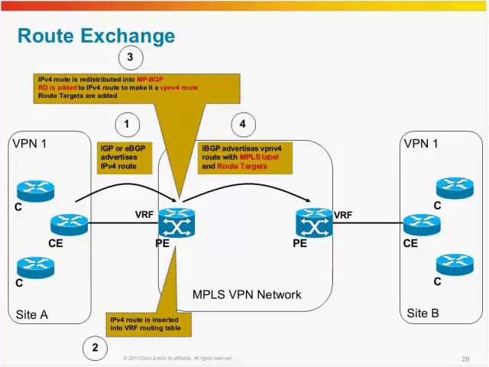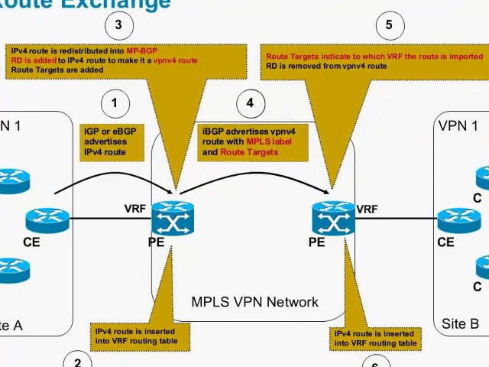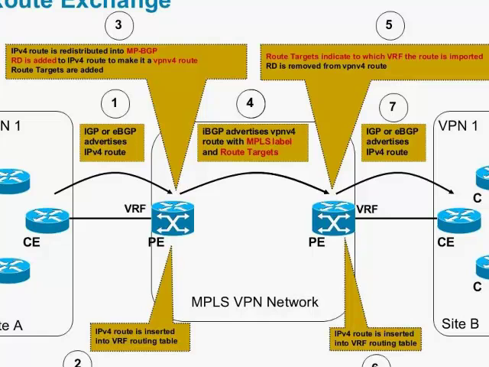The remote PE device on receiving this update will pull the route target value and scan through its VRF configuration, and once it finds a matching VRF, it removes the RD value and installs the VPN prefix into the corresponding VRF routing table, installs the VPN label into the VRF's corresponding FIB table, and will advertise it to the remote CE.